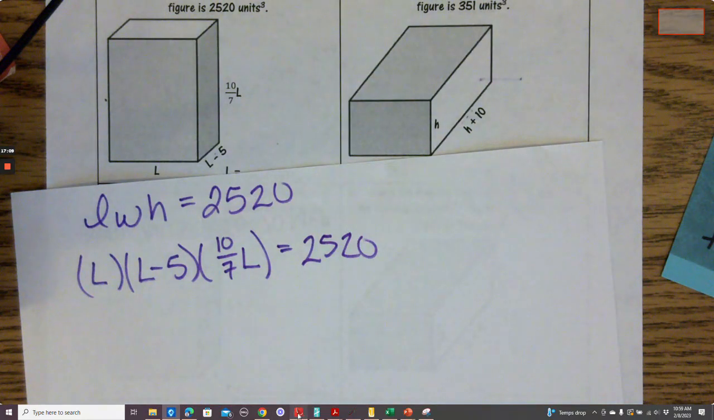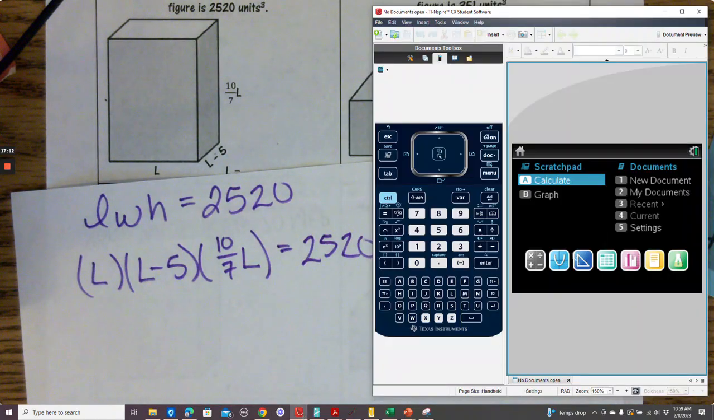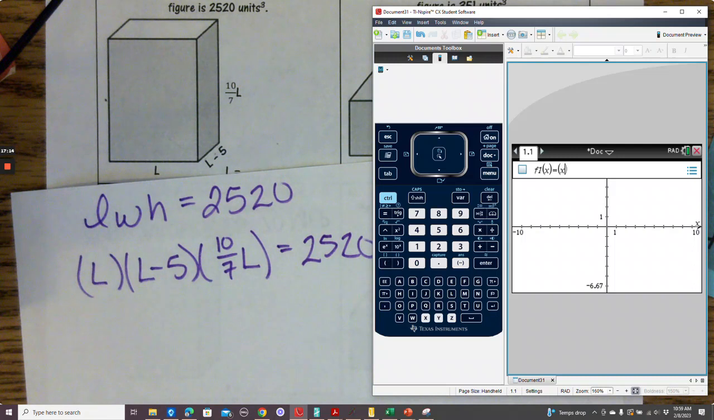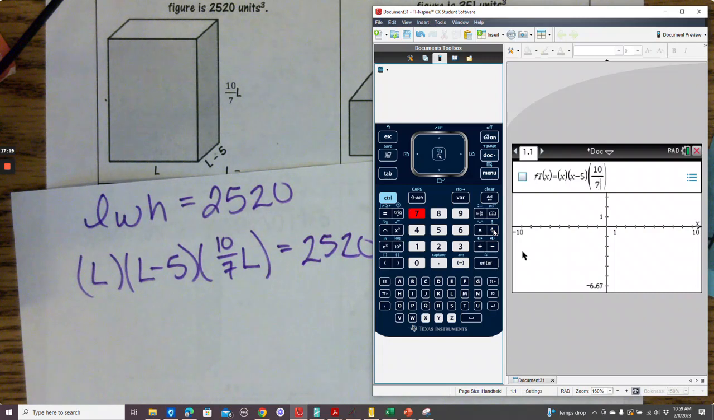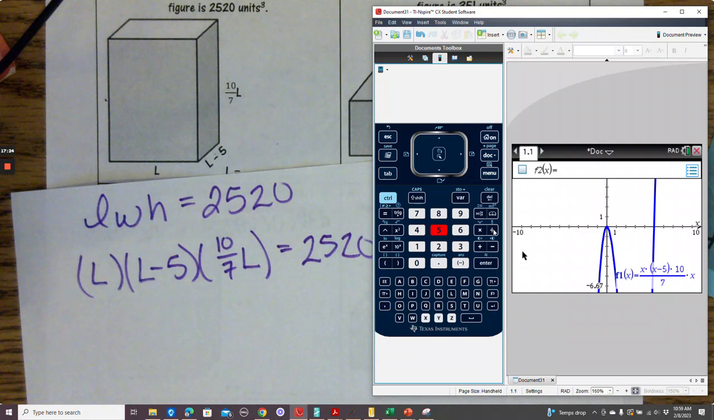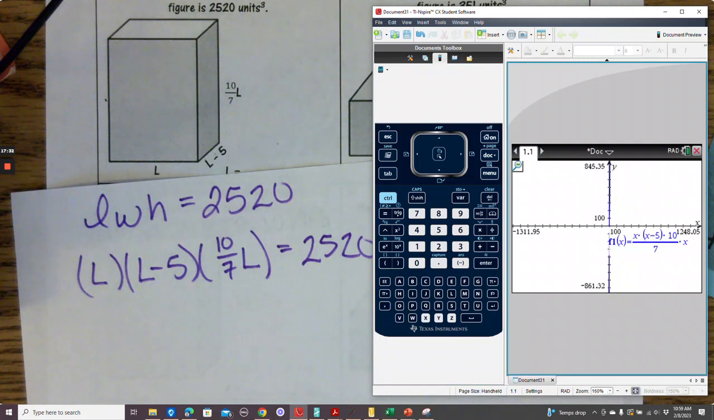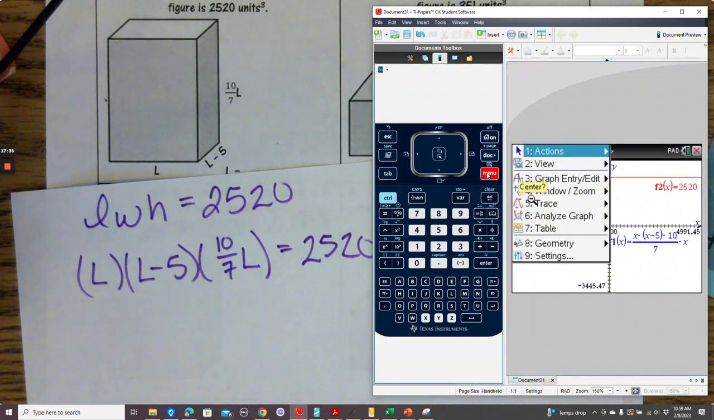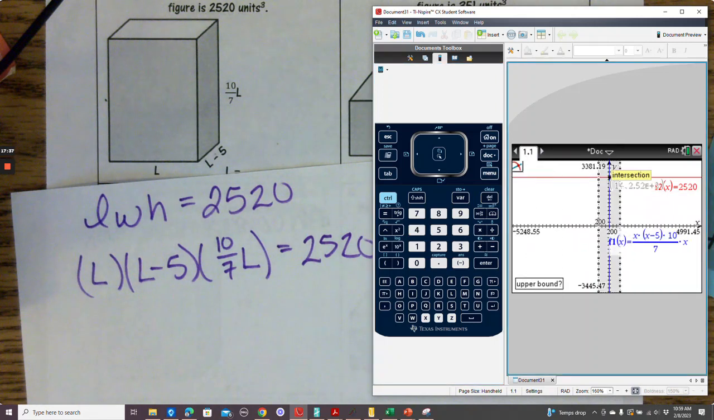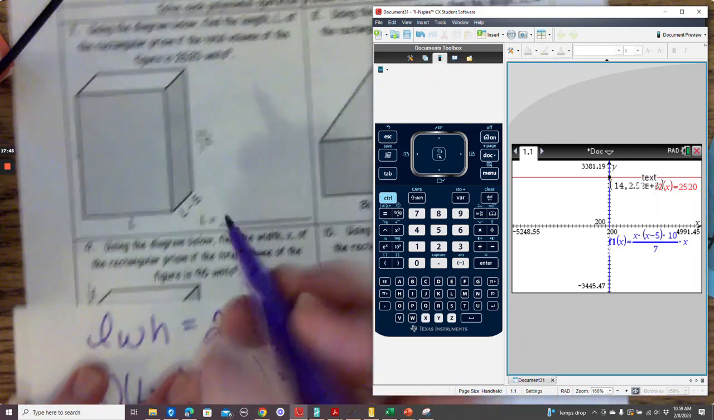And you can do it the same way in your calculator. Again, make sure you're using x's. X minus 5, 10/7 x, equals 2520. Zoom out. And then menu 6, 4. Boop and boop. I got 14 as my x. And so then that's your length.